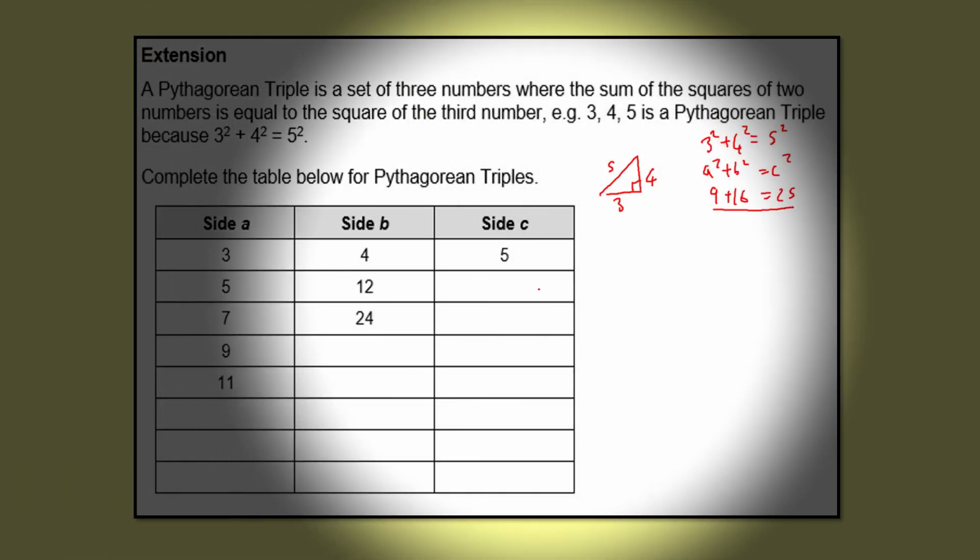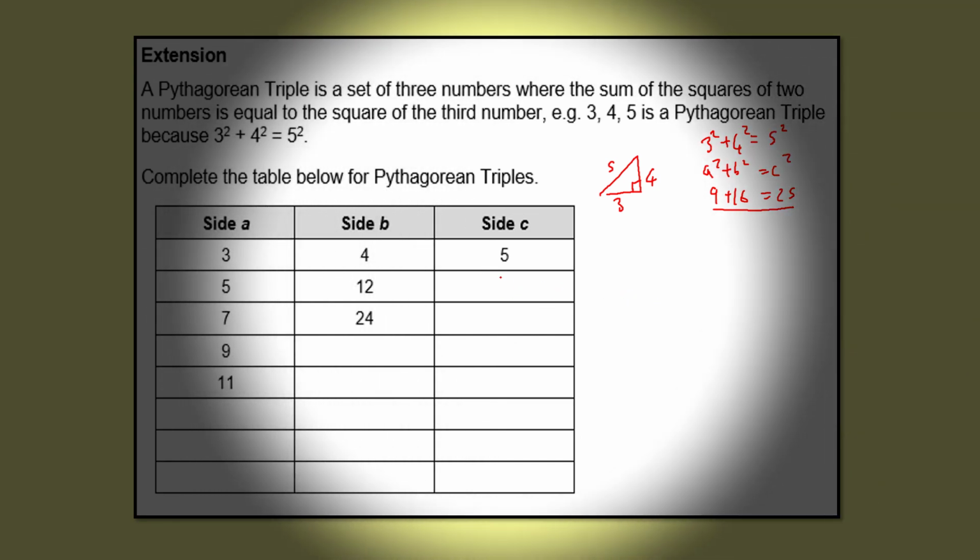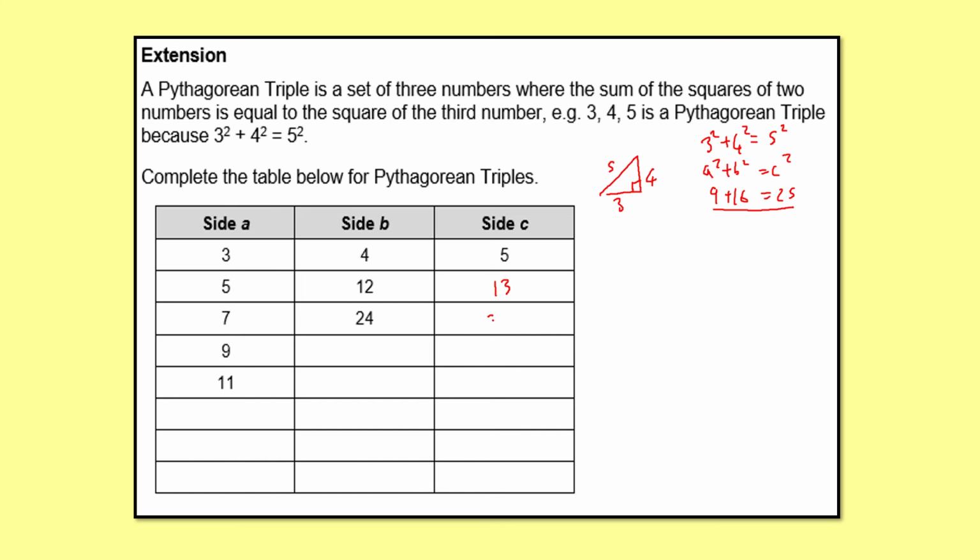So see if you can find those answers for me. And I'm just going to put the answers in. That will be 13. That's going to be 25. Now you need to see if you can work out the other triples for this. So that's a bit of a challenge. See if you can do it. Quite difficult because you need to get whole numbers so they all work out perfectly.